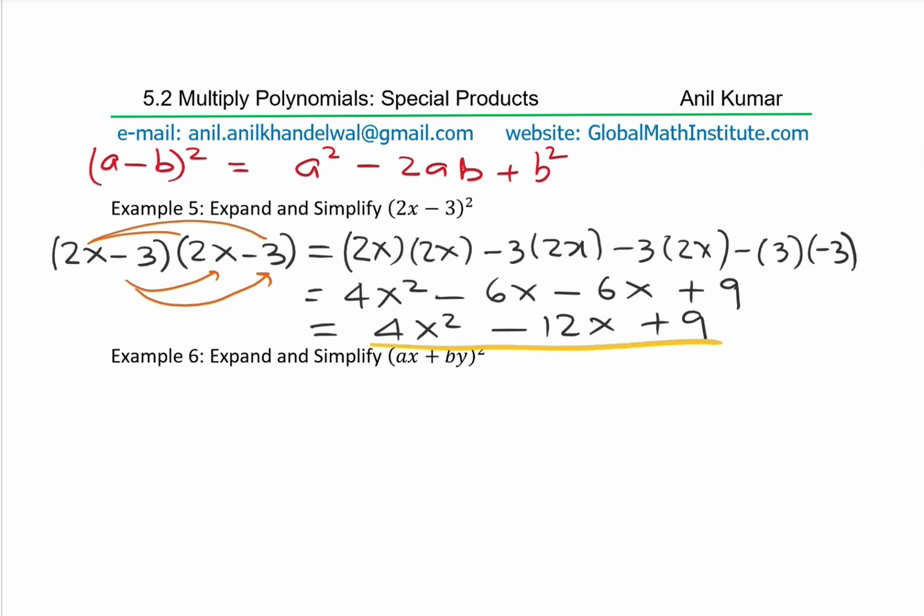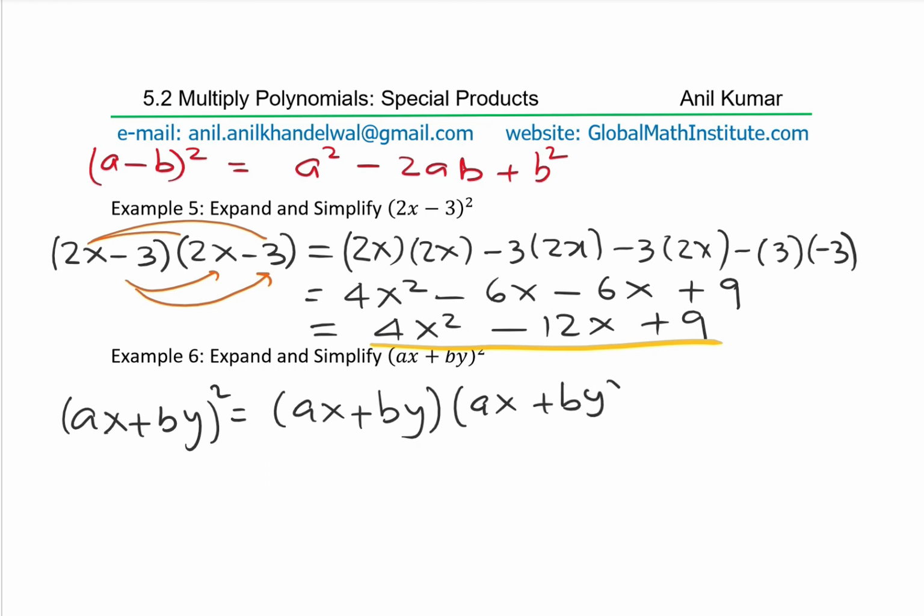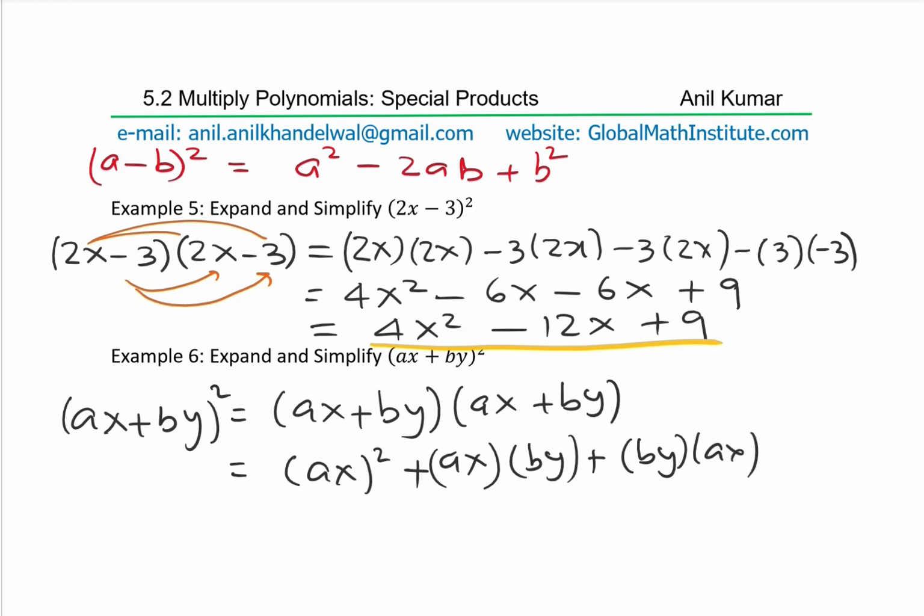Okay, let's take up the next example, which is (ax plus by) whole squared. So let's rewrite this: (ax plus by) whole squared. It really means we are going to multiply ax plus by with itself. Perfect. So that is what we do. Then we get (ax) whole squared plus ax times by, and then multiplying with by, we get by times ax plus (by) whole squared. Correct?